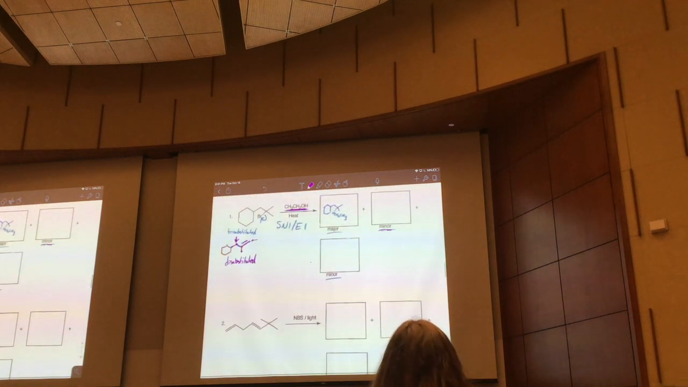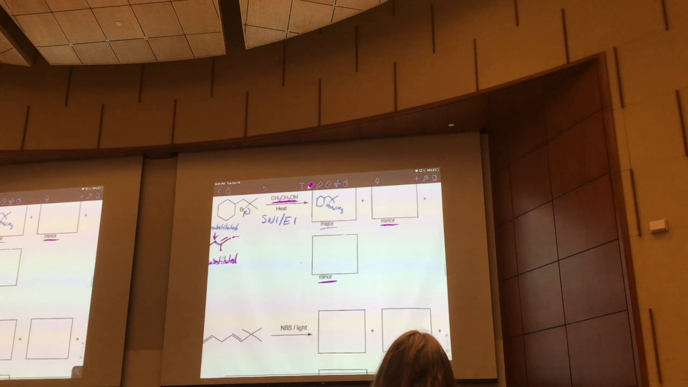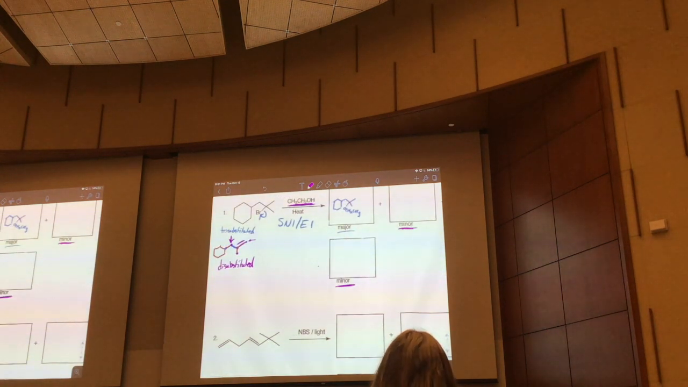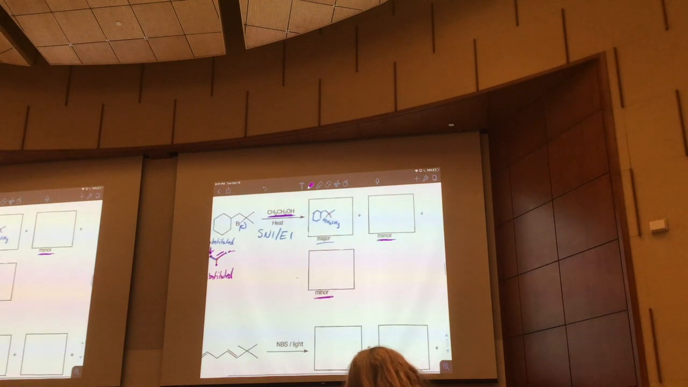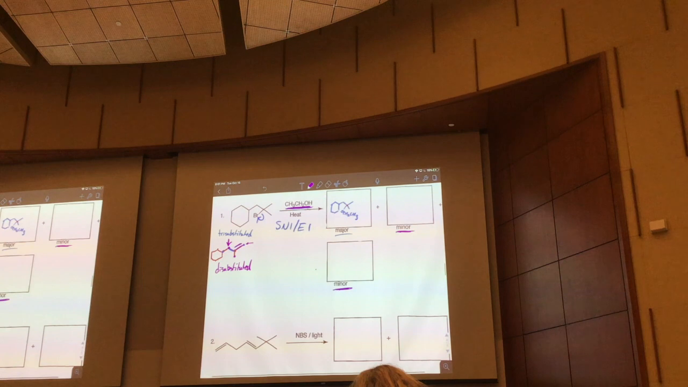Looks like though she actually doesn't care between each of these which one's the major or minor, so you can actually just put them. Doesn't even matter. If you were asked to rate them, that's how you would do it. If you were asked to rate which minor product was less minor or something like that, that's how you would go about it. But in this case, we can just draw both possibilities, because it looks like she doesn't care. So there's our tri-substituted double bond, and here's our di-substituted double bond.